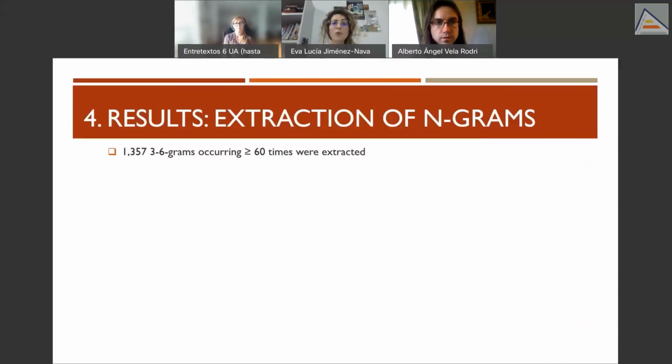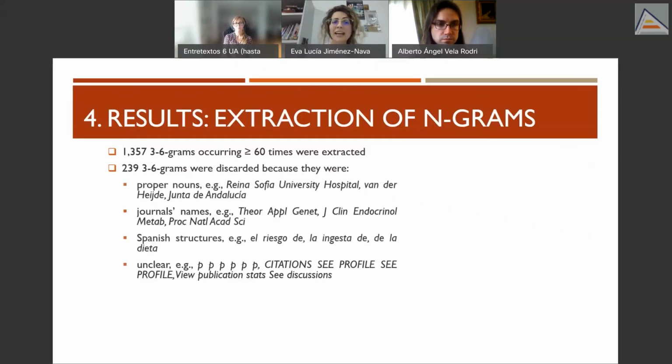First of all, I extracted 1,357 3 to 6 grams, which occurred 60 times or more in the corpus. However, as I told you, I carried out a manual verification and I discarded 239 3 to 6 grams for the following reasons: because they were proper nouns, such as Reina Sofia University Hospital, because they belonged to journal names, for example, Theoretical and Applied Genetics, because they were Spanish structures, for example, El riesgo de, and it happened because in some cases the abstracts in the research articles were also written in Spanish. And finally, because they were somehow unclear, such as these things you can see on the screen.